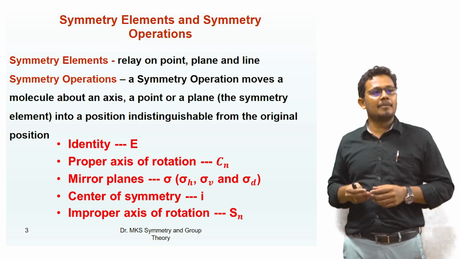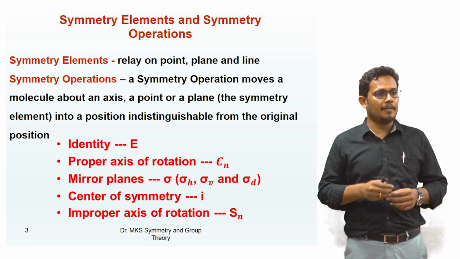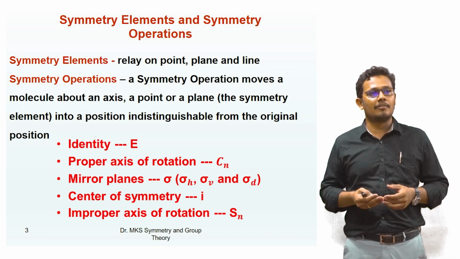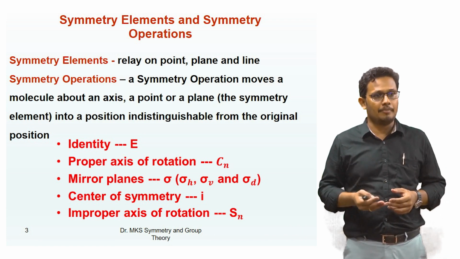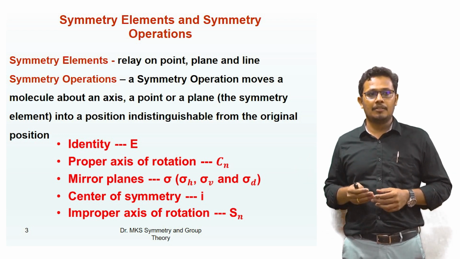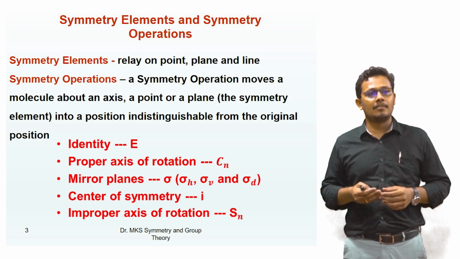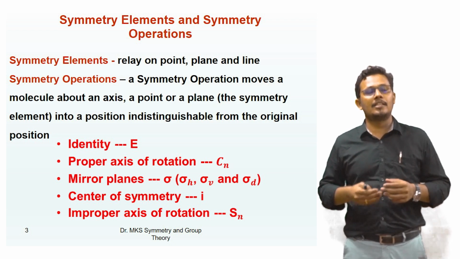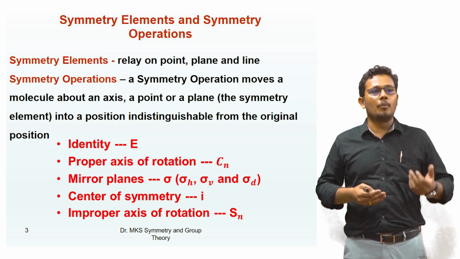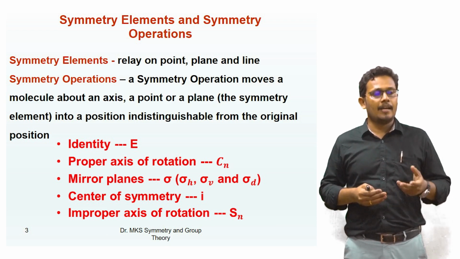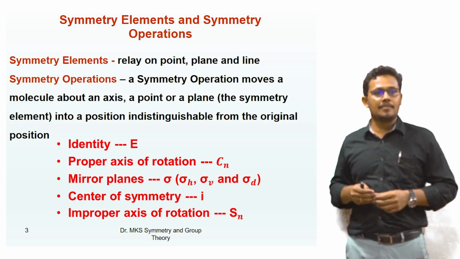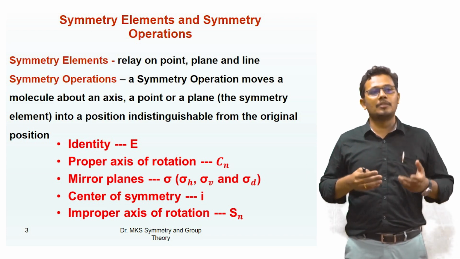It is represented by the symbol E, and the second one is the proper rotational axis. We can also call that the rotational axis of symmetry, and that is indicated by Cn. C represents cyclic rotation and n represents the number of times you are going to rotate the molecule to get the original structure. And the third one is plane of symmetry. We can also call that mirror planes. In mirror planes, we have 3 different types.